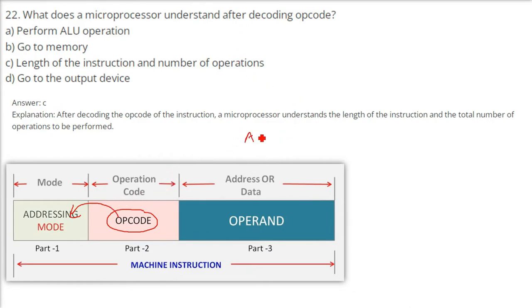For example, we have LDA, ADD, MOV, all these are instructions. So to decode this opcode, what do we get? After decoding the operation code of the instruction, a microprocessor understands the length of the instruction, 1 byte, 2 byte, 3 byte, and the total number of operations to be performed, because there are different T states in an instruction cycle. There is memory write, memory read, fetch, all these are done. So the answer here for this particular question is C, the length of the instruction and the number of operations after decoding the operation code, the opcode.